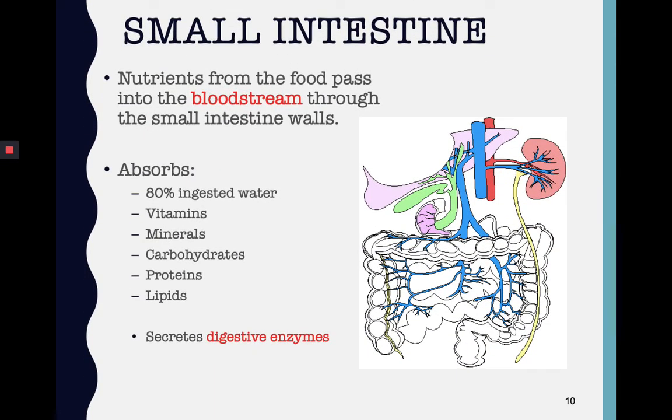In the small intestine, nutrients from the food pass into the bloodstream through the small intestine walls. About 80% of ingested water, vitamins, minerals, carbohydrates, protein, and lipids are absorbed from the small intestine into the bloodstream.